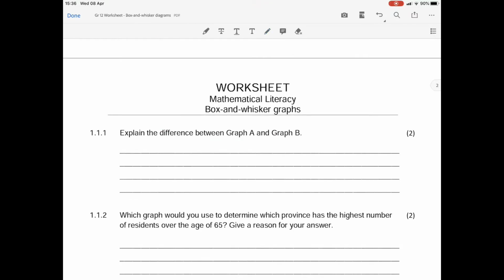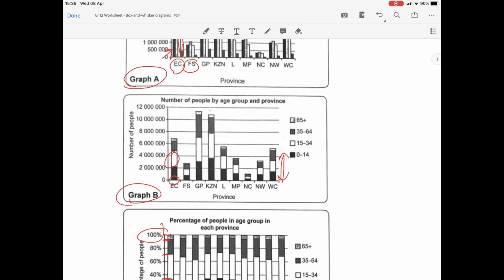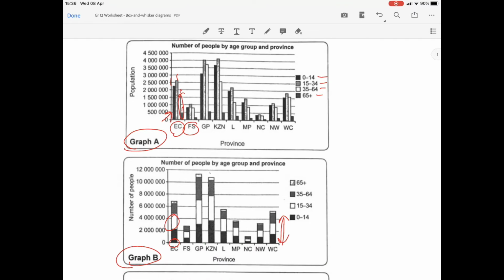So question 1.1.1 asks you to explain the difference between graphs A and B. And we've kind of already explained it. Graph A is a multiple bar graph and graph B is a stacked bar graph.